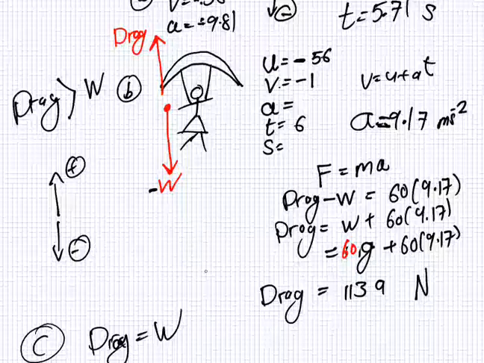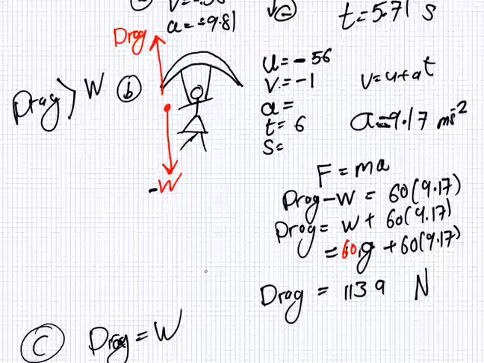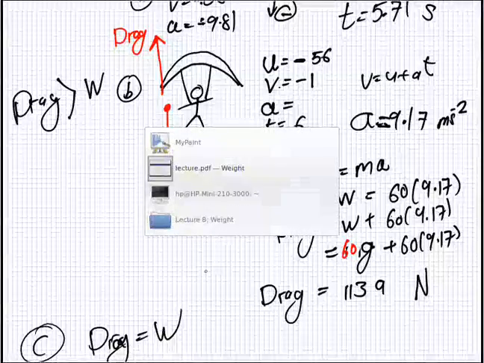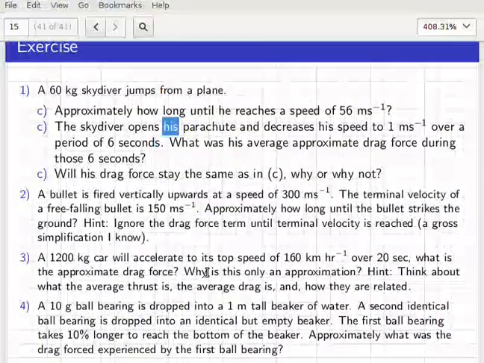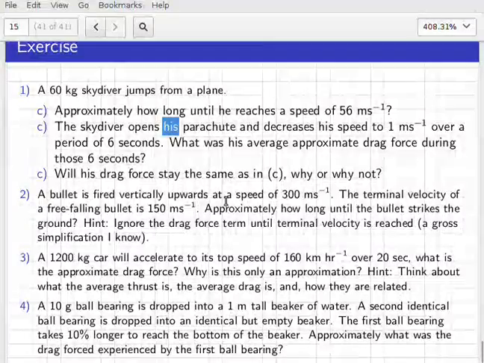So the answer for part C is that she'll be falling with a constant velocity, so drag needs to equal weight. Yeah, that's it. Okay, can I do the next one?